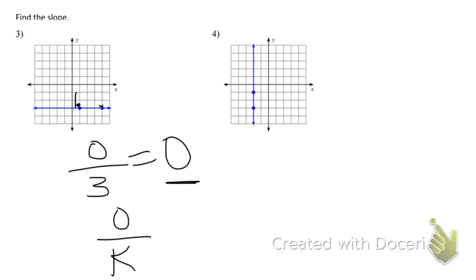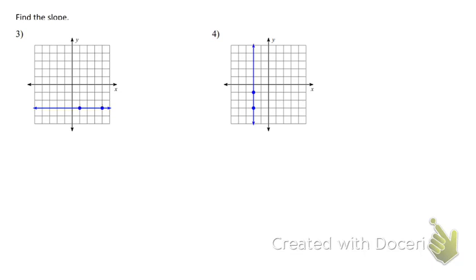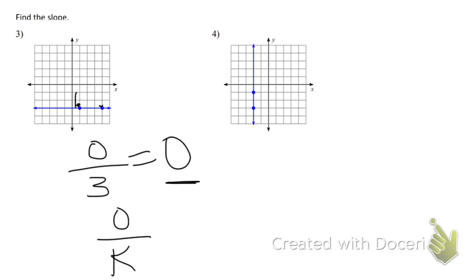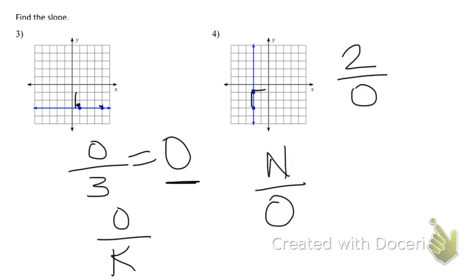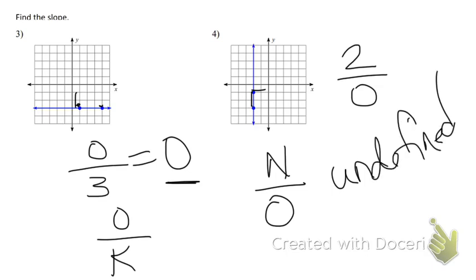But on number 4, when I try to do rise over run, starting at this point or any point really, I have to rise 2 and run 0. If I rise 2 and run 0, 0 underneath is not okay. That is undefined. Underneath is undefined. Okay, so that was a quick review.